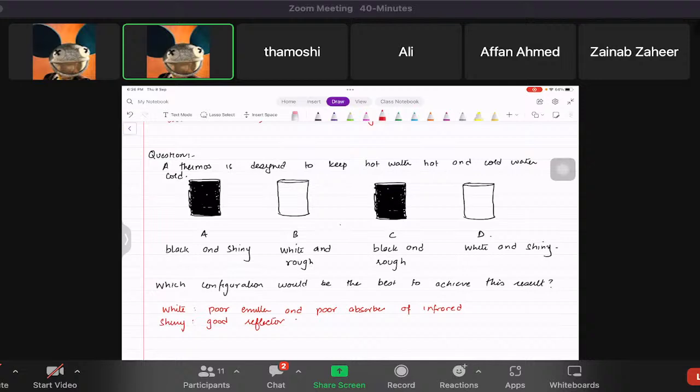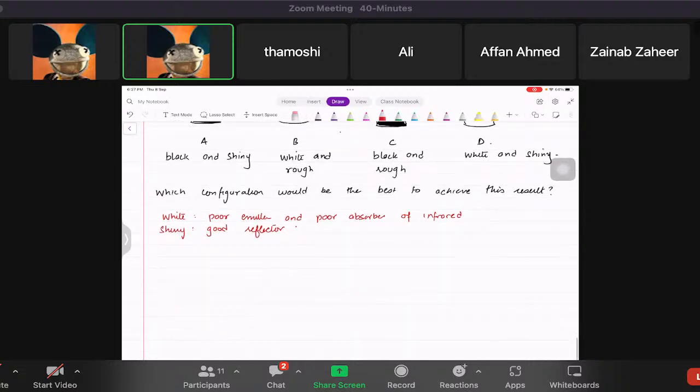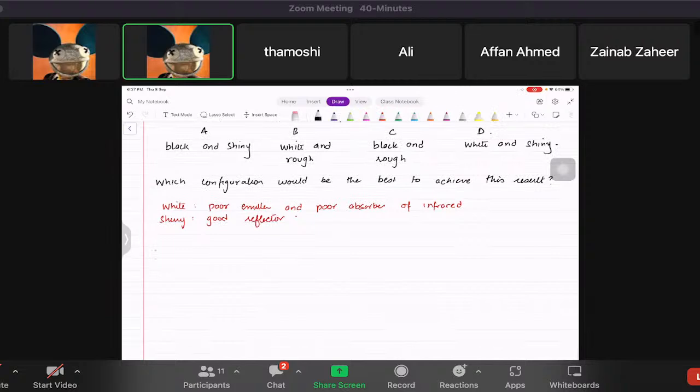Now, the point is why something emits and why something is absorbed, when heat is absorbed and when heat is emitted. So we need to learn that as well. For that, we need to understand the concept of energy transfer between two different materials in contact. So let me just tell you how to do this.